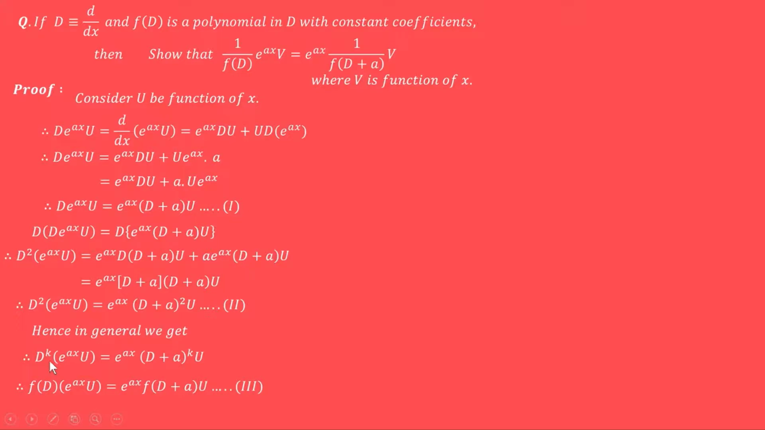And so we get f of D e raised to ax into u is equal to e raised to ax as it is, f of (D plus a) into u. Denote this as equation number 3.